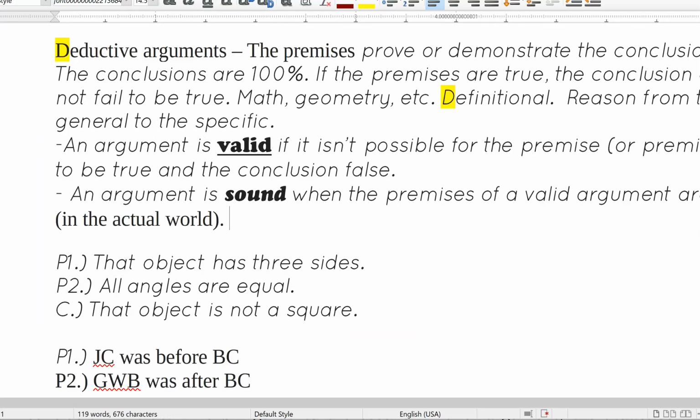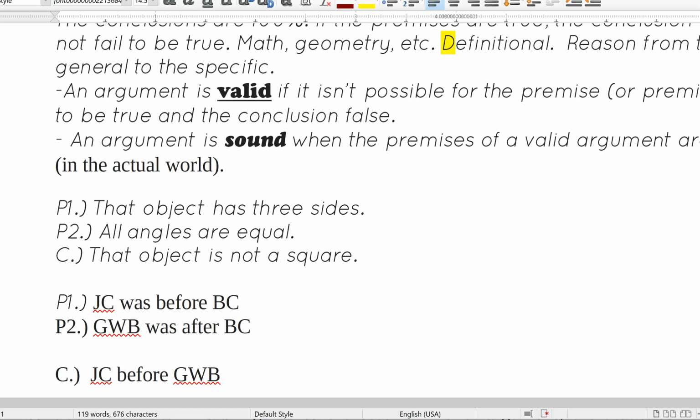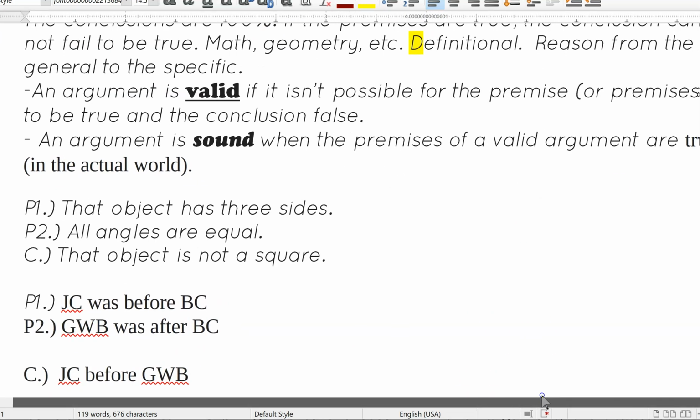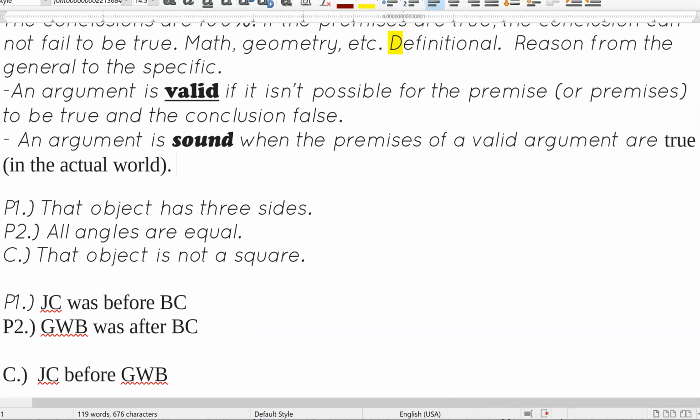And again, these are structural points. Validity is a structural matter. Soundness is a truth matter that follows from that structural matter. Okay, time to move on.